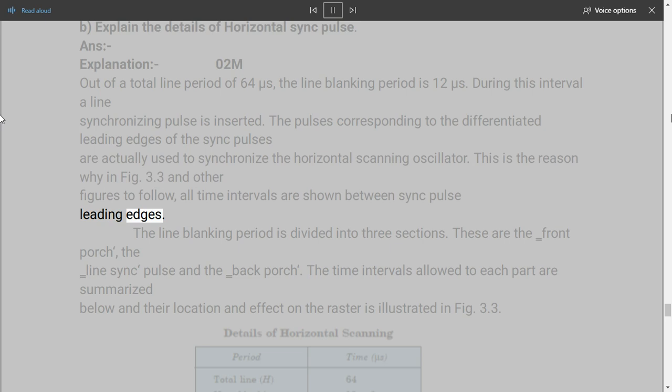The line blanking period is divided into 3 sections. These are the front porch, the line sync pulse, and the back porch. The time intervals allowed to each part are summarized below, and their location and effect on the raster is illustrated in Fig. 3.3.